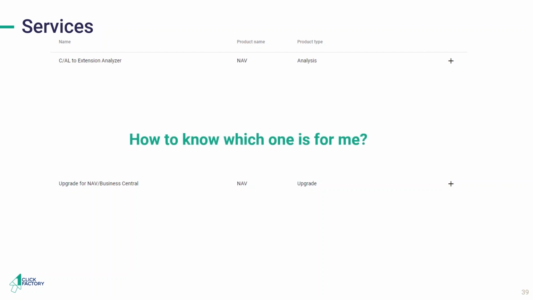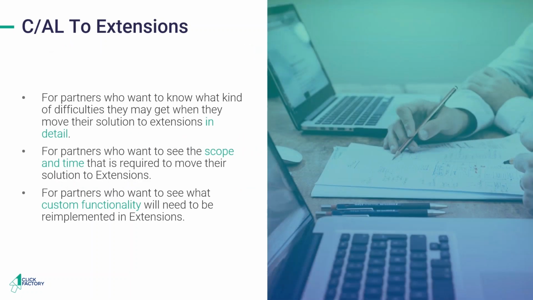So how to know which one of these is for me? The CL2 Extensions Analyzer is the thing that we have talked about 3 or 5 minutes ago. It's for partners who want to know what kind of difficulties they may have when they're moving their solution themselves from CL to extensions in specific detail. And also, one of the key things is that if a partner wants to know a specific scope of their solution when moving from CL to AL, they can use this self-service report for themselves.